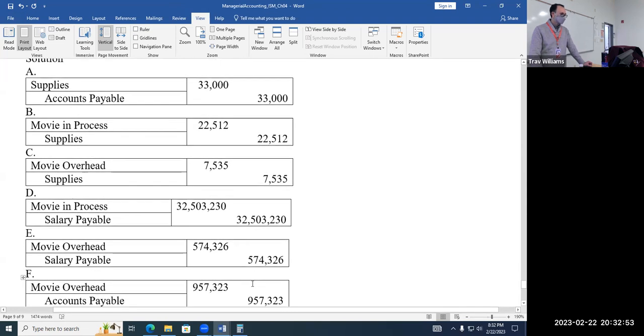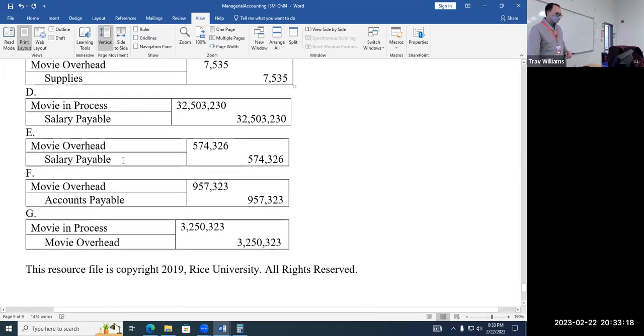Now, the textbook actually says for service-based companies, use operating overhead. So this one's kind of an exception, but that would be a general term. For a service-based company, operating overhead would be your overhead account. Yep.